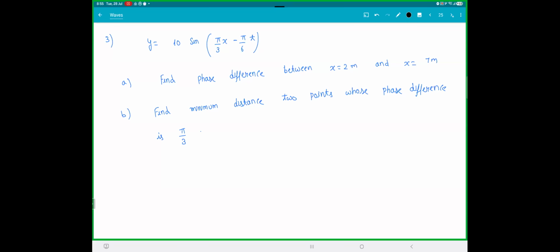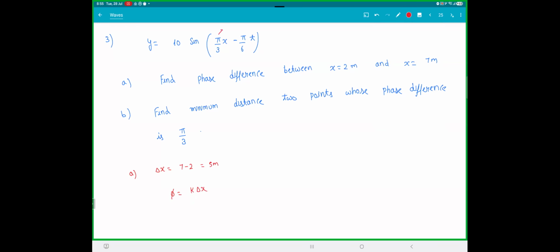Let's see. Straightforward thing. First thing is what? Delta x is the path difference. So what is the difference between them? You said 2 meters. So 7 minus 2, that is 5 meters. So the phase difference between the two particles is straightforward: 2 pi by lambda delta x, or k delta x.